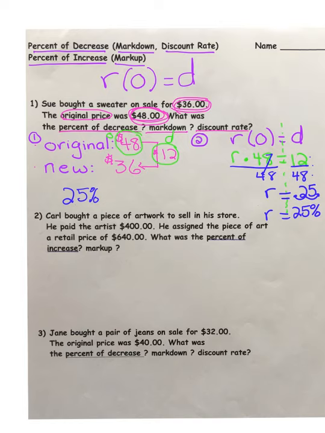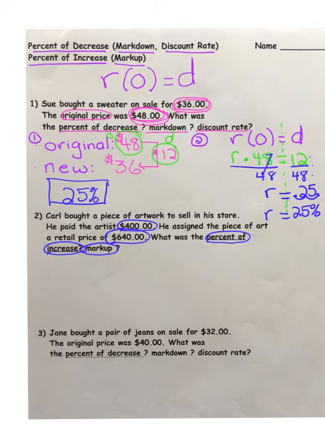Let's take a look at another. In problem number 2, it states, Carl bought a piece of artwork to sell in his store. He paid the artist $400. That occurred first. Then he assigned the piece of art a retail price of $640. He obviously had to mark up the price in order to make a little profit. What was the percent of increase or the markup that he added on?